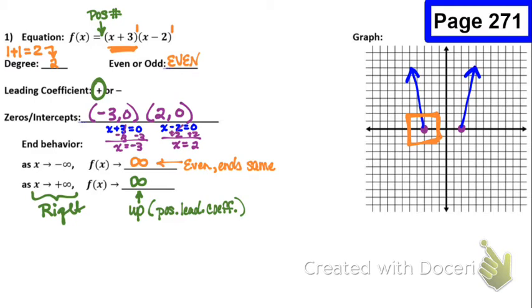This 0 right here came from this factor, right? What's the power on that? A 1. So when I look at my graph, it's going to go straight through it like a line right there. What about the other one? 1. Straight through it like a line right there. And then I just need to connect them.